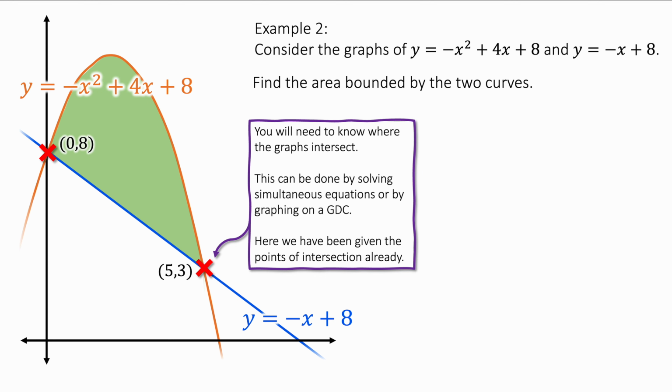If you're not told the coordinates where they cross over, or it's not obvious from the question, you might have to do some simultaneous equations to find where they intersect. Or if you've got a graphing calculator, you can use it to find the coordinates where they intersect. For this question, we're just going to assume we're given the coordinates already, but in more complicated questions, you might have to figure them out yourself.